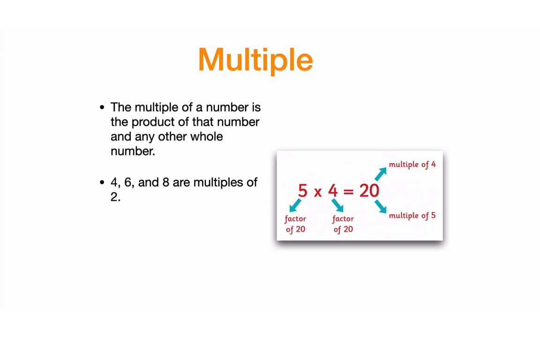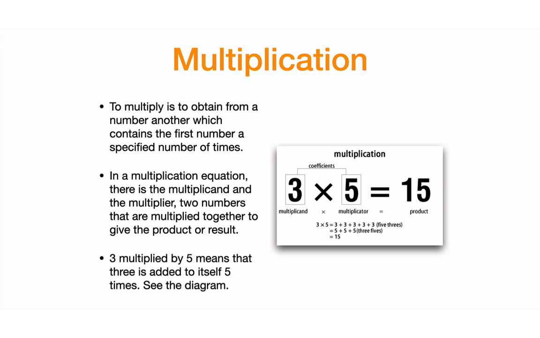Multiple. The multiple of a number is the product of that number and any other whole number. 4, 6, and 8 are multiples of 2. Multiplication. To multiply is to obtain from a number another which contains the first number a specified number of times. In a multiplication equation, there is the multiplicand and the multiplier, two numbers that are multiplied together to give the product or result. 3 multiplied by 5 means that 3 is added to itself 5 times. See the diagram.